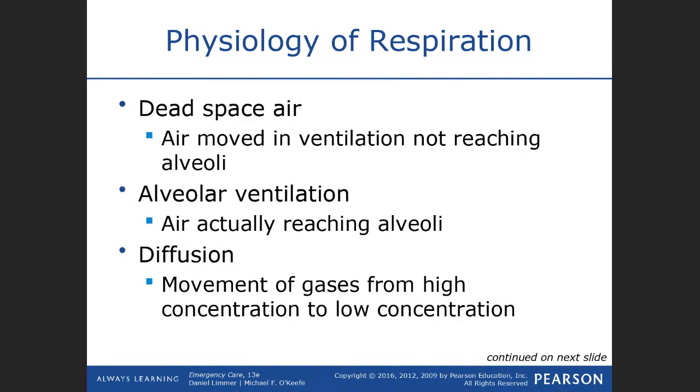Alveolar ventilation is air that actually reaches the alveoli. So when we inhale, not all the air will end up in the alveoli, right? And the average tidal volume for an adult is what? 500 to 700 mils, right? So if you subtract the dead space from 500 mils, you'll get the actual alveolar ventilation. Diffusion is the movement of gas from high concentration to low concentration.